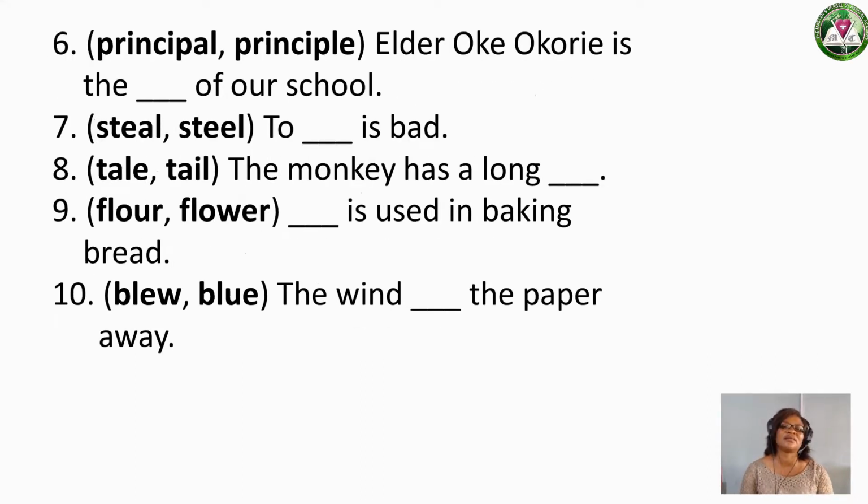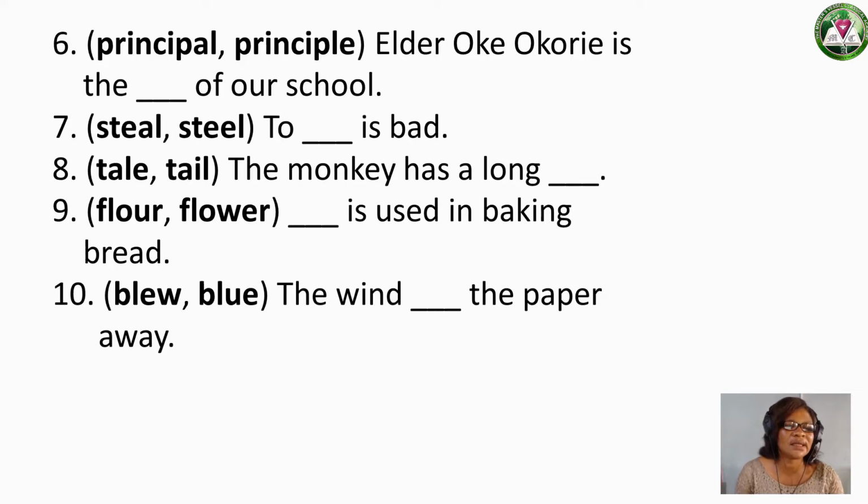Number 6, the dash is the head of our school. You have two principals there. Please choose the correct one. Their spellings are different. The first one is spelled P-R-I-N-C-I-P-A-L and the other is P-R-I-N-C-I-P-L-E. So choose the correct word and fix it in the gap. Number 7. Sorry, there's a mistake in that number 7. You can skip number 7.